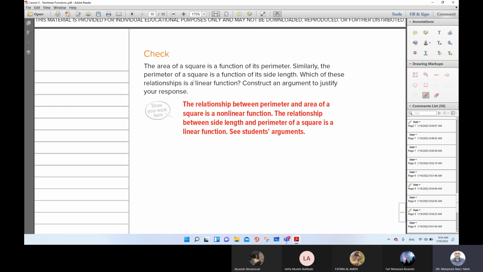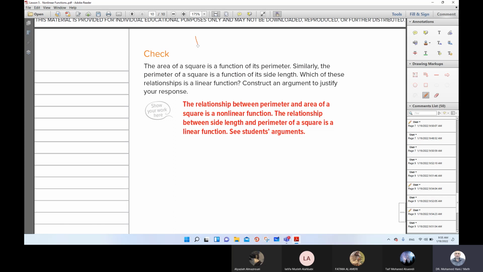The area of a square is a function of its perimeter. Similarly, the perimeter of a square is a function of its side length. Which of these relationships is a linear function? Construct an argument to justify your response.